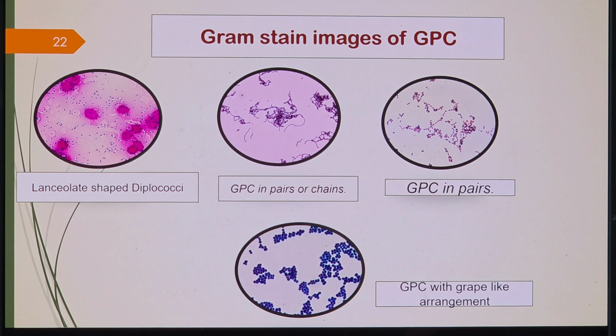This picture shows different gram staining images of the gram-positive cocci. The gram-positive cocci are mainly arranged as lanceolate diplococci, or in pairs and chains, or only in pairs, or as GPC with grape-like arrangements.